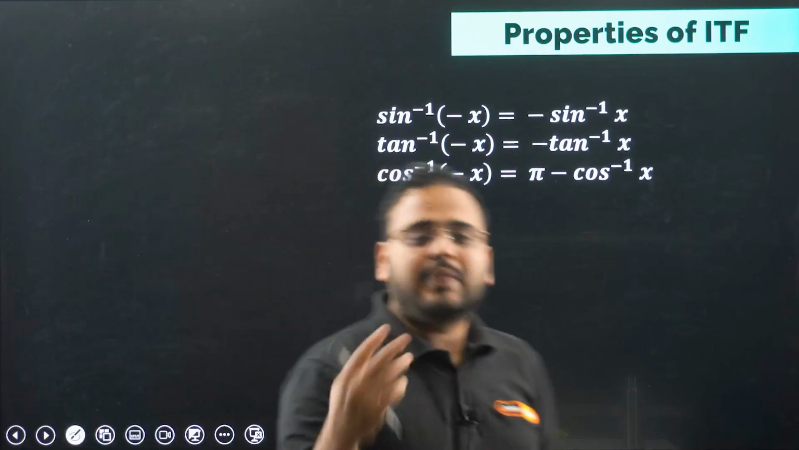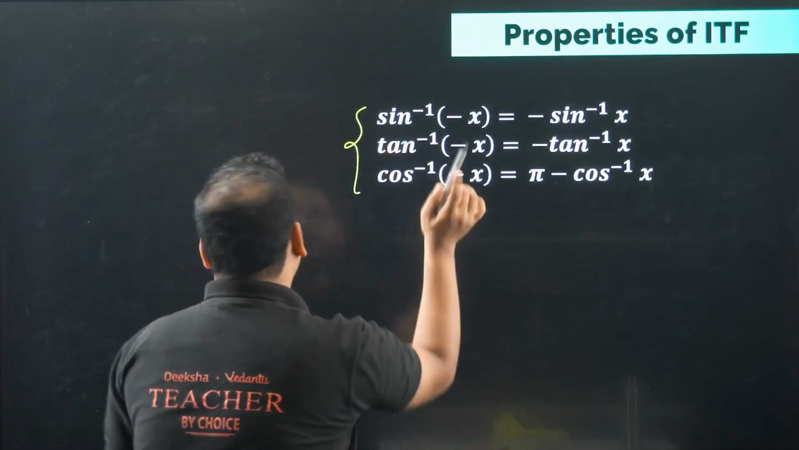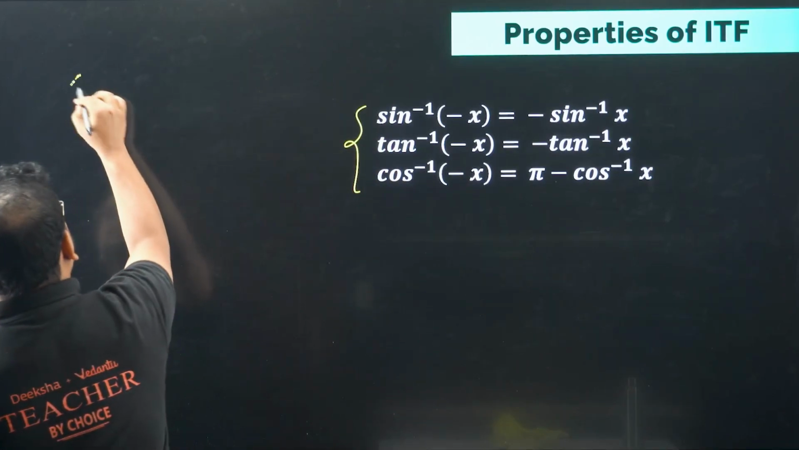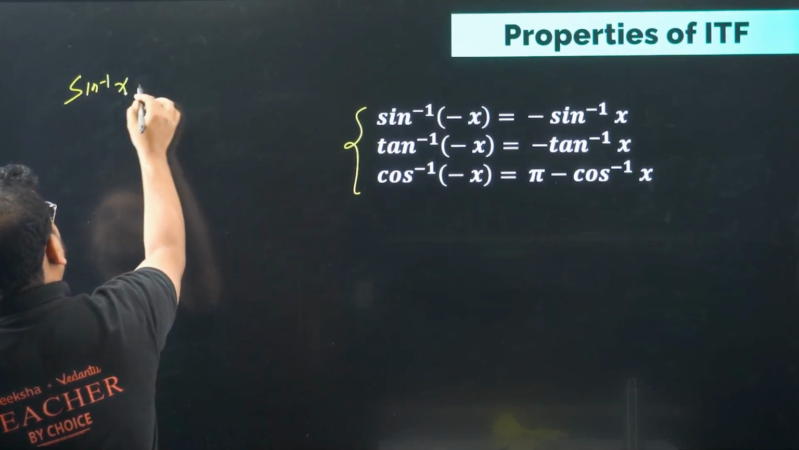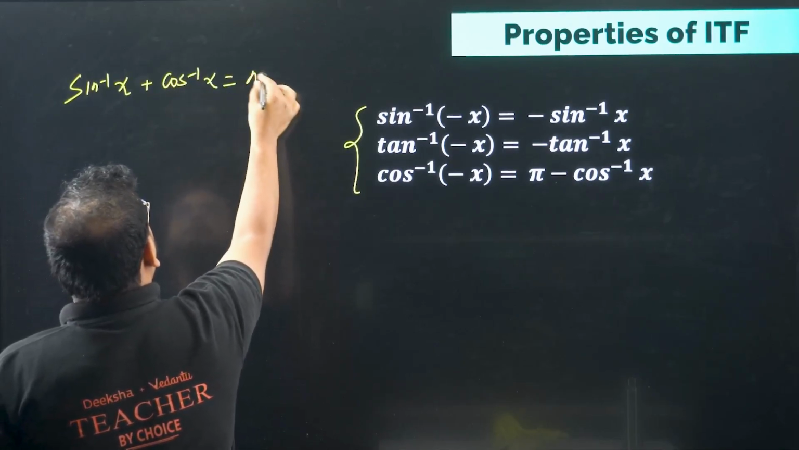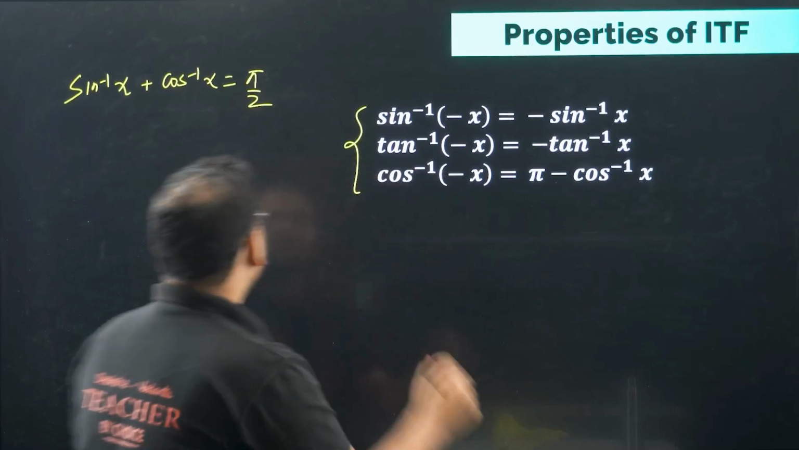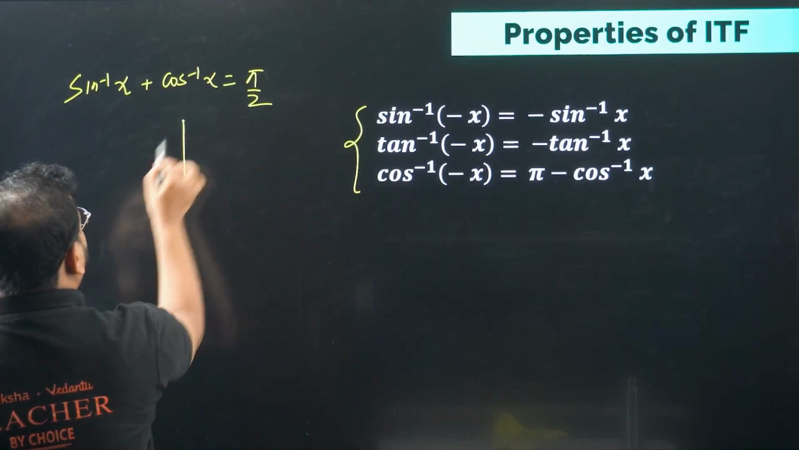So some more properties. There's not many, okay? So these are the very important ones. And apart from that, I'll give you one more set. Before I go to this, this is a very important one: sin inverse of x plus cos inverse of x is pi by 2. It is pi by 2. Doesn't make sense to you? I'll show that over here.